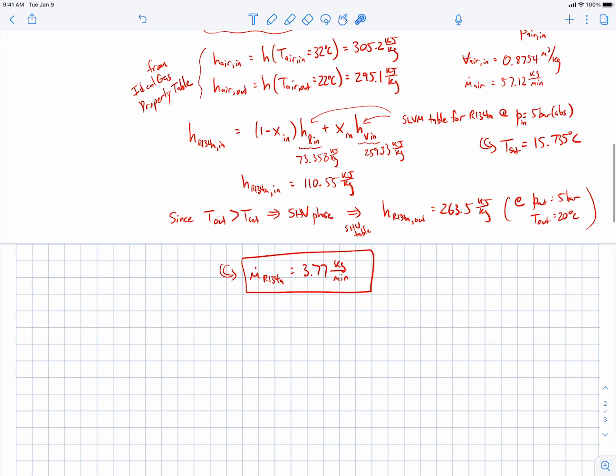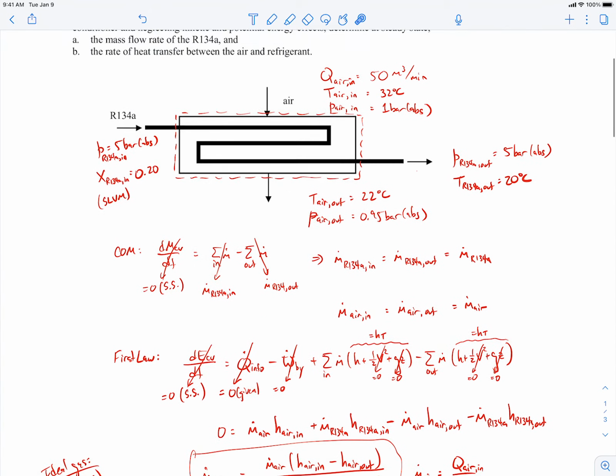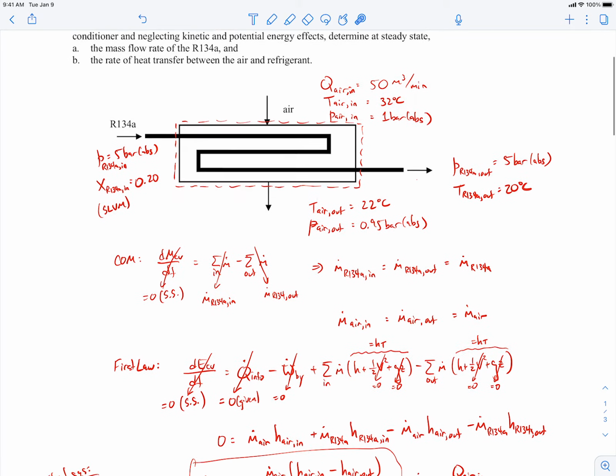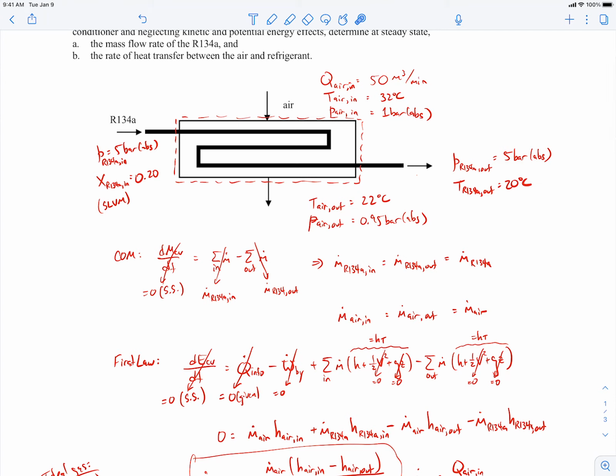Okay, so now the next part of the problem statement is to find the rate of heat transfer between the air and the refrigerant. Okay, so there's some heat transfer between this tube and the air, like the refrigerant in the tube and the air. So to do that, I'm going to draw a control volume that surrounds just the air, and I'm not very good at drawing that. But I'll try to sketch something out here.